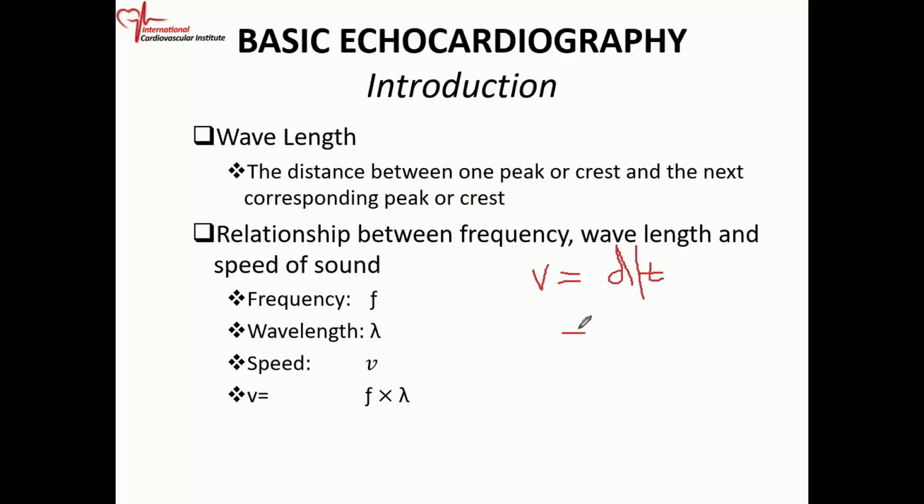And we say that the wavelength is the distance traveled, or the length of one complete cycle. So that would be the wavelength. That's the distance. And then the wavelength divided by time is the speed. But what is frequency?